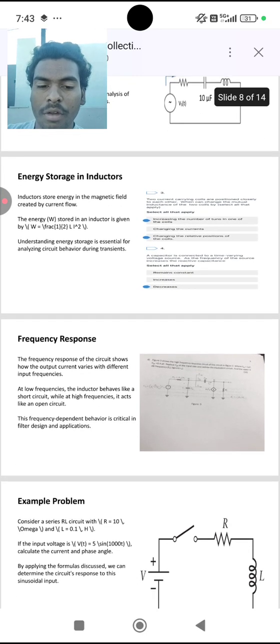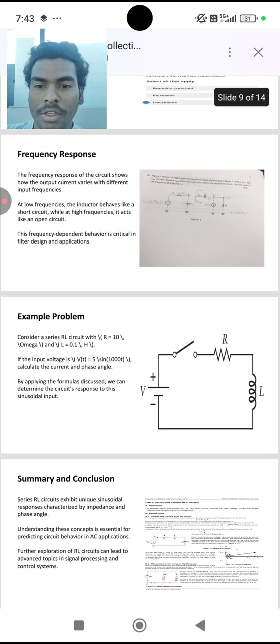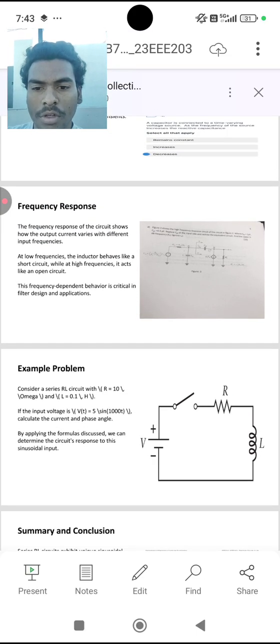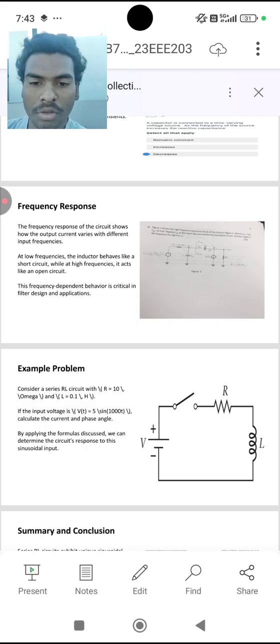So, let us discuss the frequency response. The frequency response of the circuit shows how the output current varies with different input frequencies. At low frequencies, the inductor behaves like a short circuit, while at high frequencies, it acts like an open circuit. This is a very important point for solving problems. This frequency dependent behavior is critical in filter design and its applications.